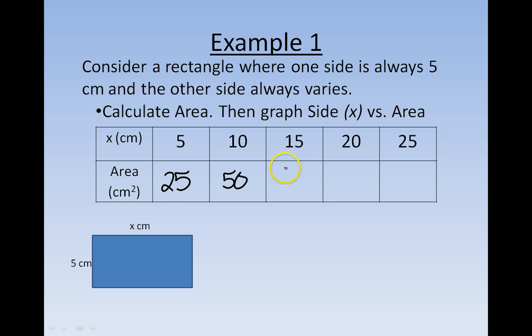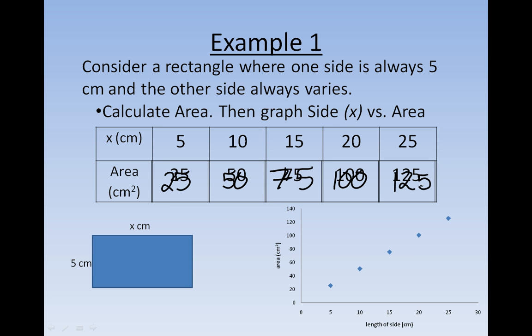5 times 15 would be, oops, I don't know how to do that. 5 times 15. Ooh, I need to bust out that calculator. That's going to be 75. 5 times 20, that's 100. Wow, I just had a little mental math break there. That's kind of sad. And then 5 times 25 would be 125. And you know what? I think I had those numbers written in there already. Let's make sure we got those right.